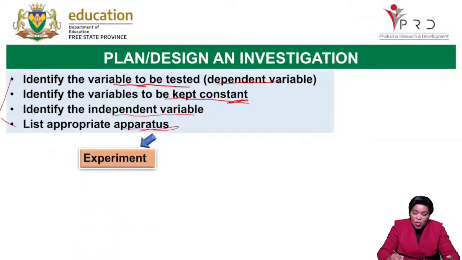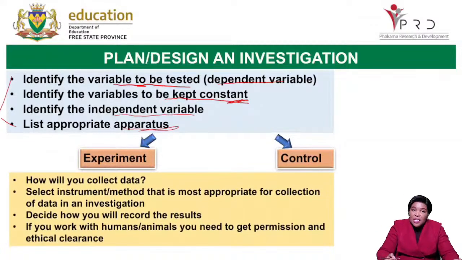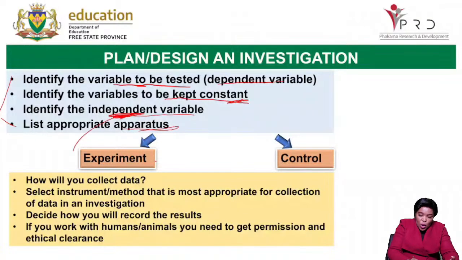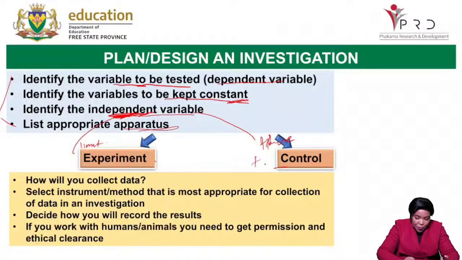So from this, then you can design an experiment and a control. Remember, we said the scientific investigation has an experiment and a control. So in the experiment is where you know that you are going to limit your independent variable. Your independent variable, you are going to limit it in your experiment. And then in your control, you are going to have that independent variable that you are testing, so that the control can give you the positive results.